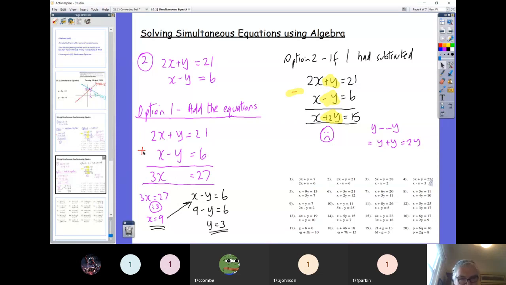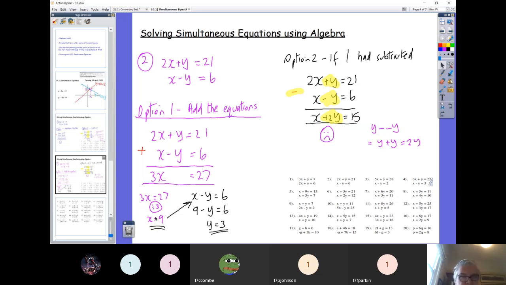So let's keep on adding. 21 add 6 is 27. So again, we've managed to eliminate the y's. Now 3x equals 27. So what must x be? Well, we divide both sides by 3. 3 9s are 27. So x must be 9. So that's worked out what x is.